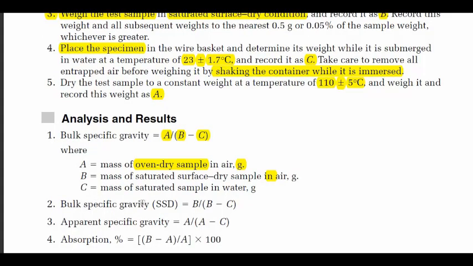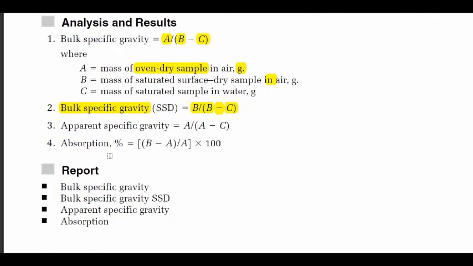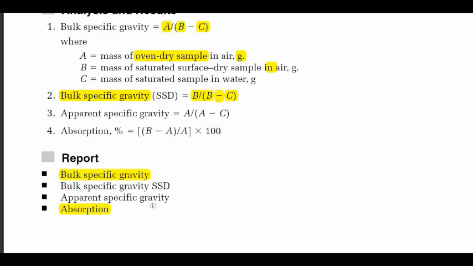Then the bulk specific gravity SSD, saturated surface dry, is going to be B over B minus C, and apparent specific gravity is A over A minus C, and absorption in percent is going to be B minus A over A. Then after having this, we are going to report the bulk specific gravity, bulk specific gravity SSD, apparent specific gravity, and absorption. This is in summary what we are going to do in our experiment. Thank you.